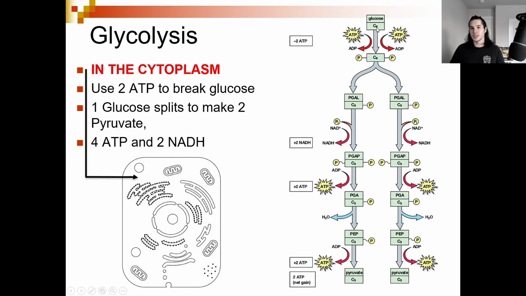So we have C6, 6 carbons. You add a phosphate, now you've got 2 phosphates on this 6 carbon sugar. We split it in half. Each of these 3 carbon sugars has phosphates. And what happens is you harvest electrons. You bring NAD+ in, you swoop away that electron and that hydrogen from the molecule, and as a result you get NADH.